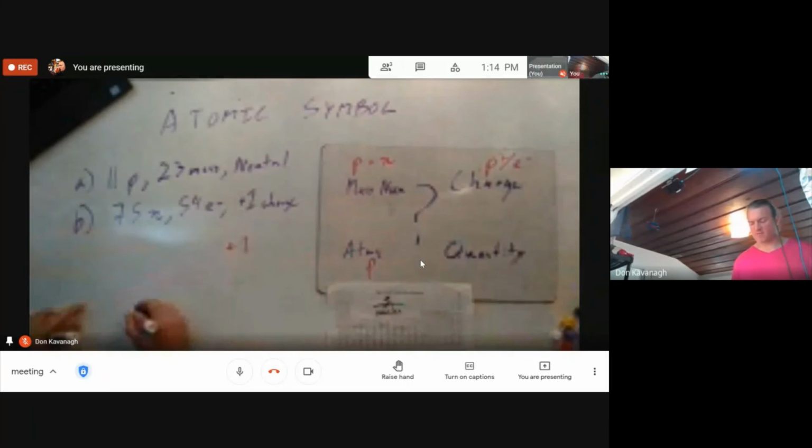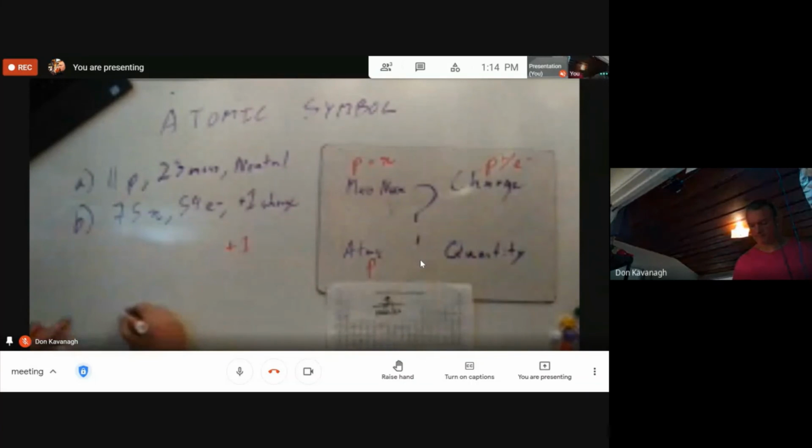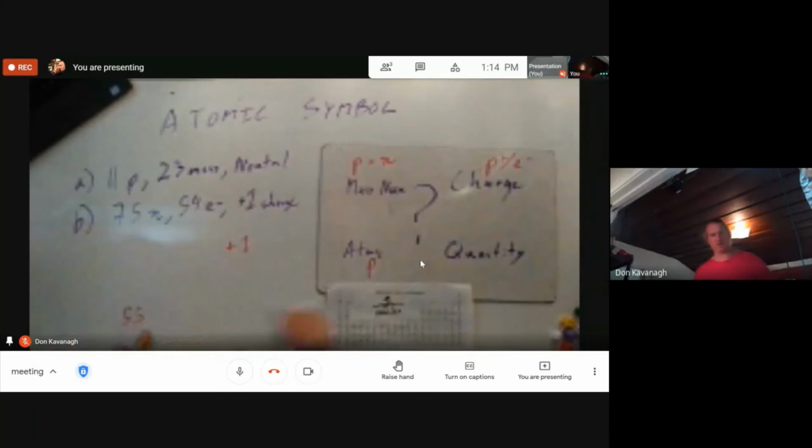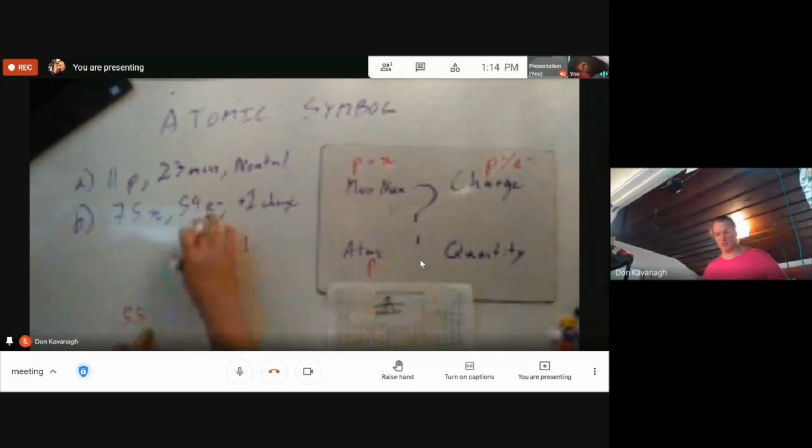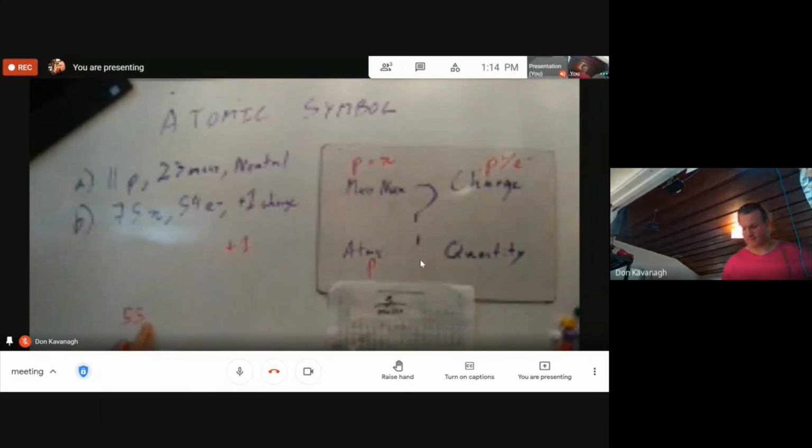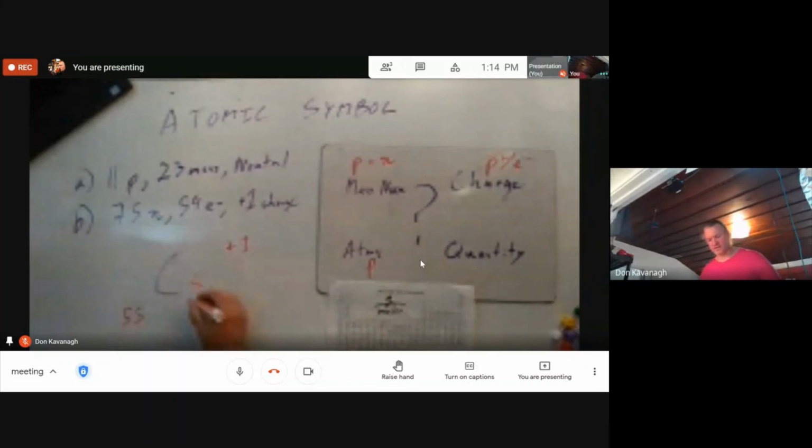So 55 protons must be our atomic number to have a +1 charge with only 54 electrons. If I have 55 protons, that is cesium, just finding that on our periodic table here. Now, quantity, put that 1 in there just to finish that off.